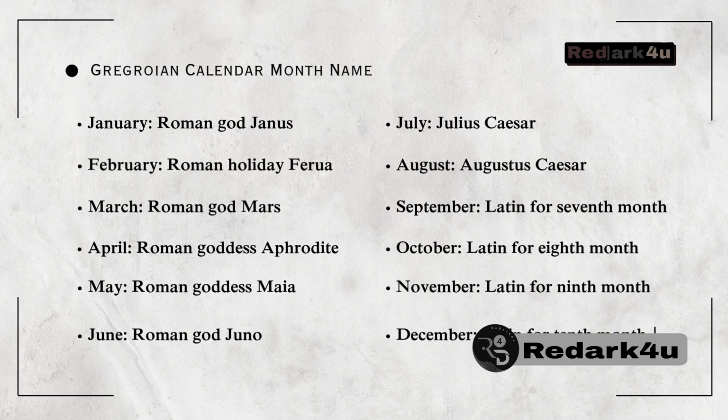January, Roman god Janus. February, Roman holiday Feriae. March, Roman god Mars. April, Roman goddess Aphrodite. May, Roman goddess Maya. June, Roman god Juno. July, Julius Caesar. August, Augustus Caesar. September, Latin for 7th month. October, Latin for 8th month. November, Latin for 9th month. December, Latin for 10th month.